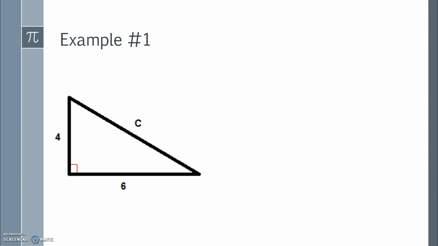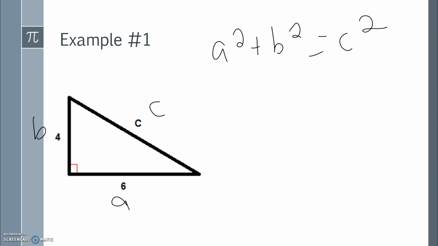So first we're going to write out the formula. We know this is a Pythagorean theorem example, so A squared plus B squared equals C squared. Then we're going to label our sides, so A, B, and C. We're going to plug in the numbers: 6 squared plus 4 squared equals C squared.